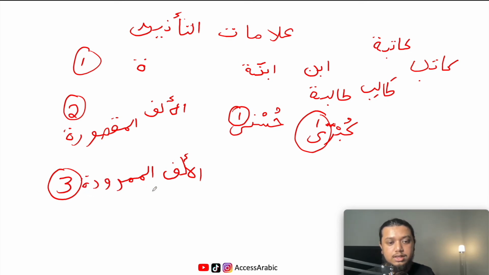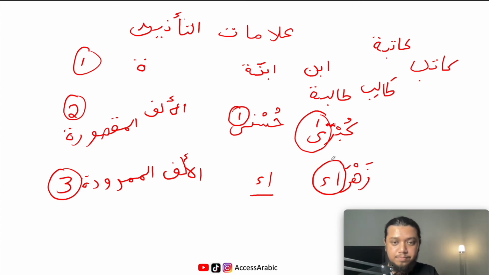Al-mamdud. That is the extended alif. So it has this on the end. So Zahra, for example, Zahra has this alif and then a hamza at the end.